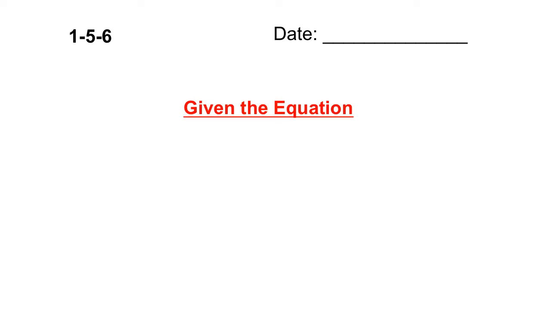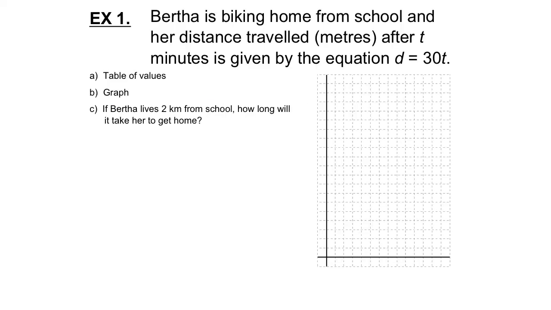This next lesson is about what you do when you're given the equation. Oftentimes we've been given a description of what's happening, and based on the description we can make a table of values and then a graph. But what if we're not given a description? What if we're just given an equation? How do we make a graph from that? That's what we're going to talk about in this lesson. So we're going to work through a couple of examples so you can see what I'm talking about.